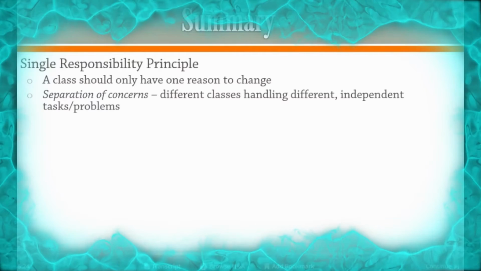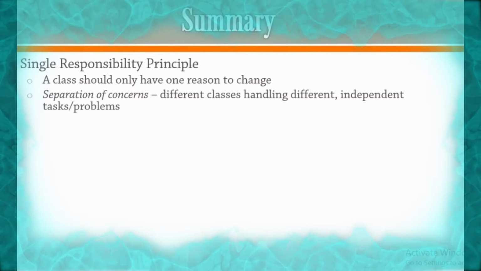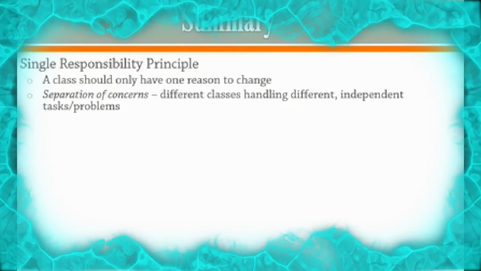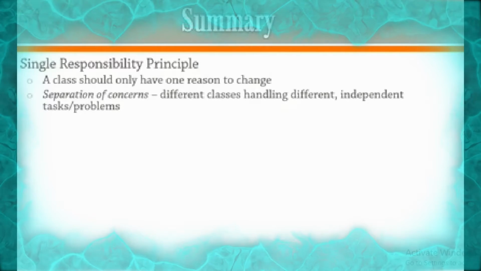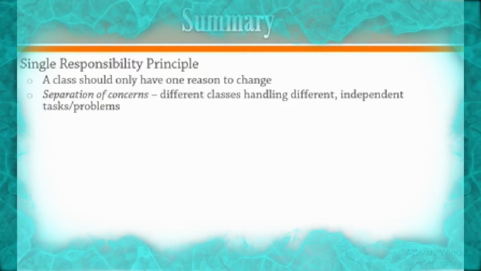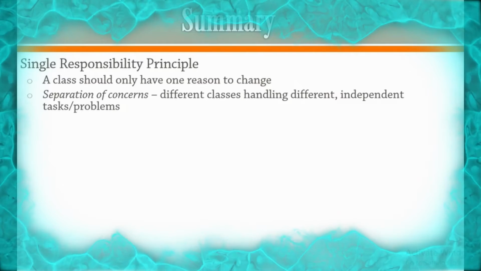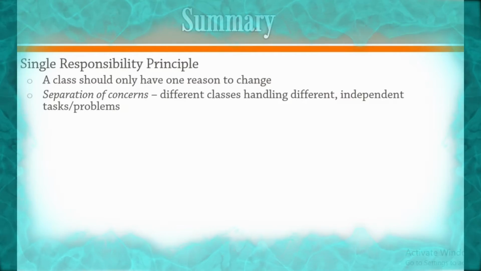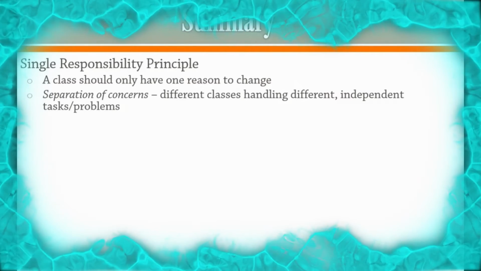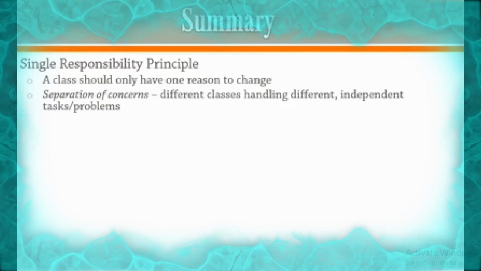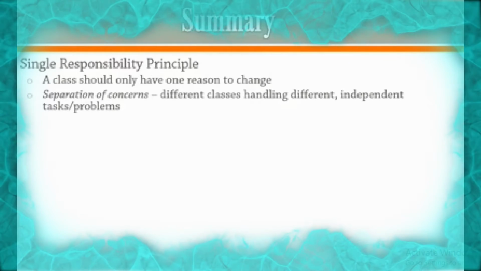Okay, so let's attempt to summarize the things that we've learned in this section of the course. We looked at the SOLID principles, and the first principle was the single responsibility principle, which is the basic idea that a class should only have one reason to change. This also relates to separation of concerns, which is roughly the same idea, that different classes handle different independent aspects of the overall system.